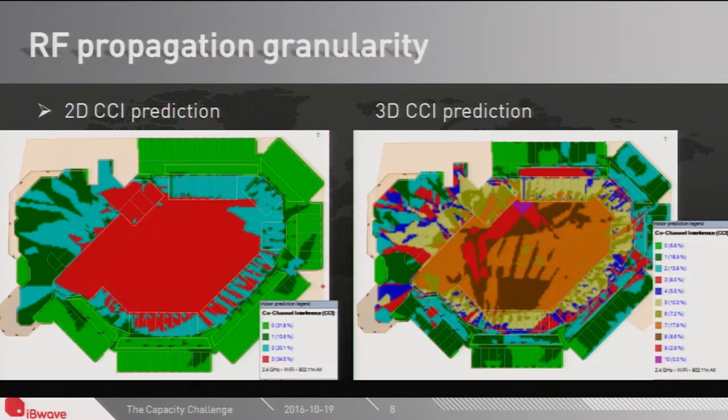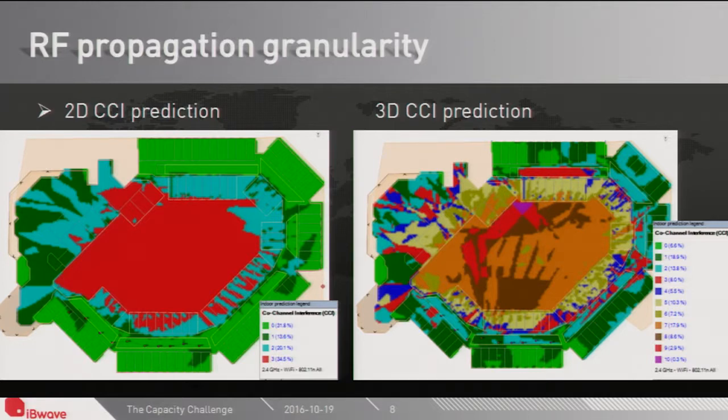If you go with 3D, then it gets really messy. You have CCI going to, I think, up to 10. And that area is bad, but the areas around are not that much better either. So this is a real mess, and you know that 2.4 gigahertz is really crowded. And that's what's happening in 3D, so that's our propagation granularity.